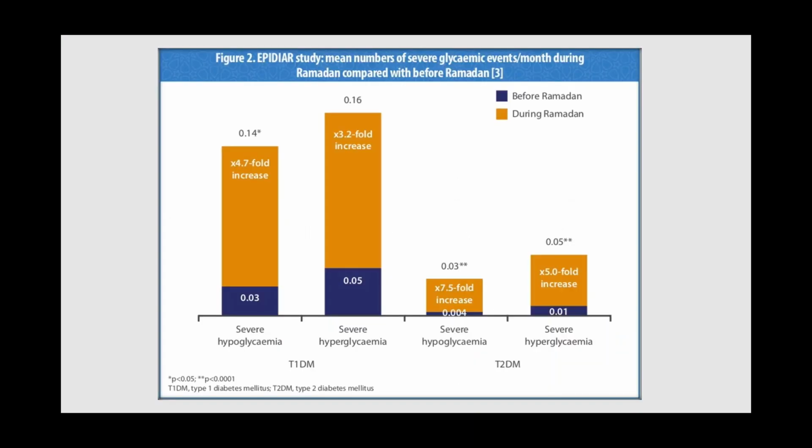Here is the evidence chart comparing the incidence of hyperglycemia and hypoglycemia for both type 1 diabetes and type 2 diabetes. As you can see here, there is a threefold up to fivefold increase in hyperglycemia incidence for diabetic patients that decide to fast, and a fivefold up to 7.5-fold increase in severe hypoglycemic episodes may happen to diabetic patients that decide to fast.